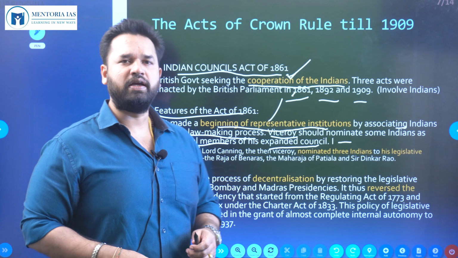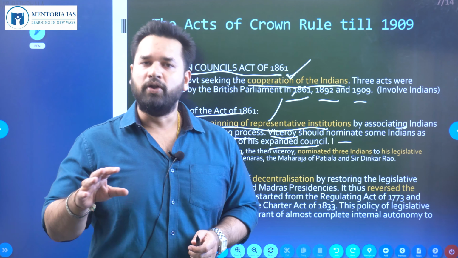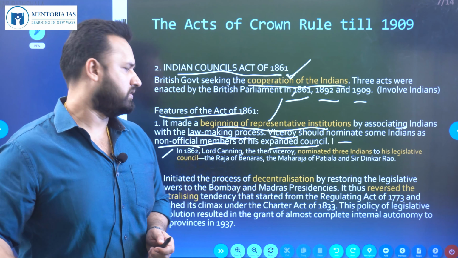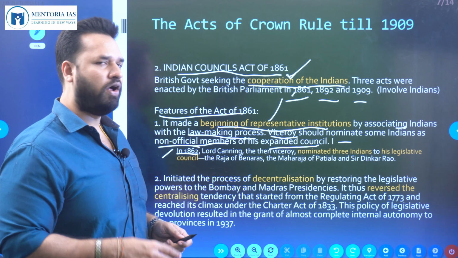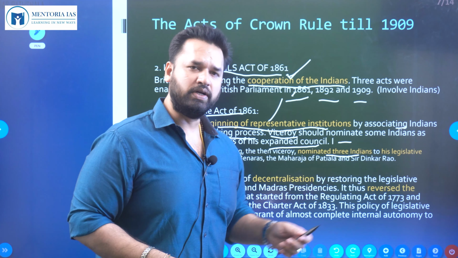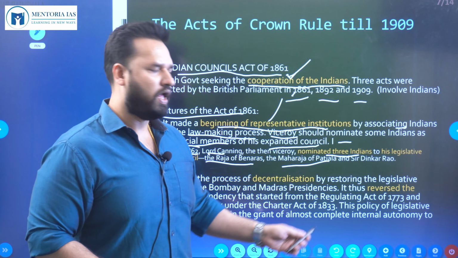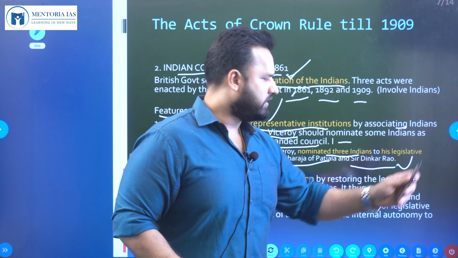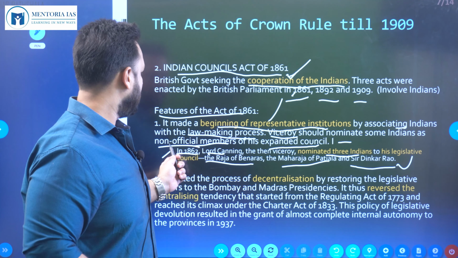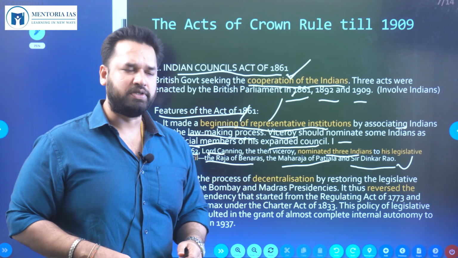So then what did he do? Did he pick somebody on the road, a common citizen, or an educated person? No, he picked Rajas and Maharajas. In 1862, Lord Canning, the Viceroy, nominated 3 members to his legislature: the Raja of Benares, the Maharaja of Patiala and Sir Dinkar Rao. These people were nominated to the council. For the first time in the law-making process, Indians were given representation.